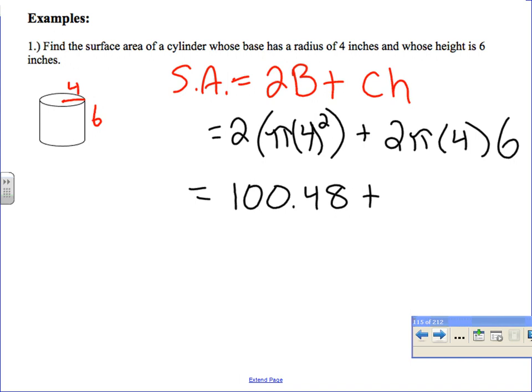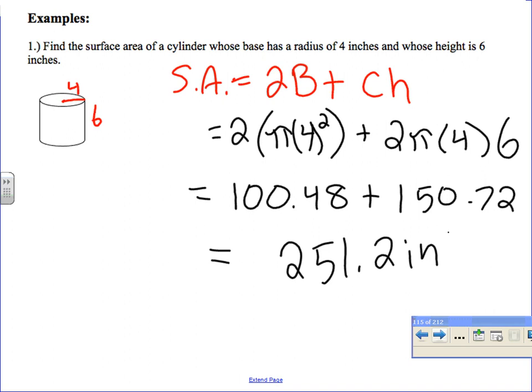For the right-hand part, 2 times 3.14 times 4 times 6. What do you get just for this part? Just to make sure you guys are taking your time and multiplying these correctly on your calculator, Peyton? Good. 150.72. Josh, what is the total surface area? Did you say 251? Okay. 251.2 inches squared. Awesome.